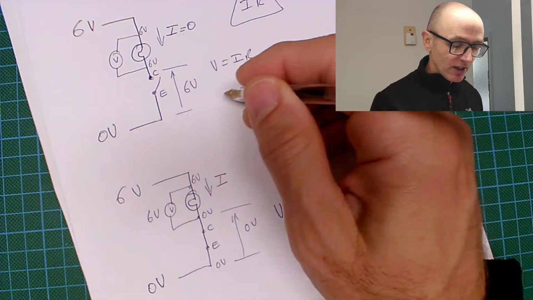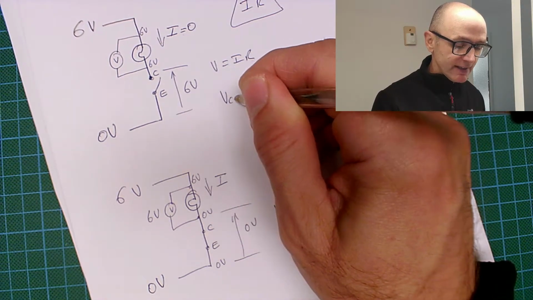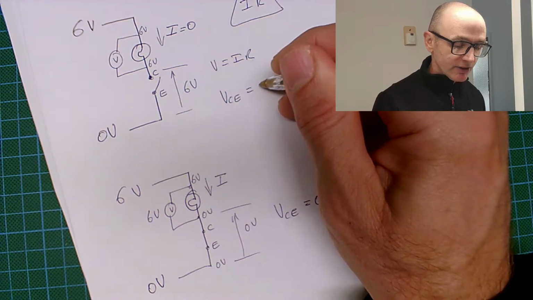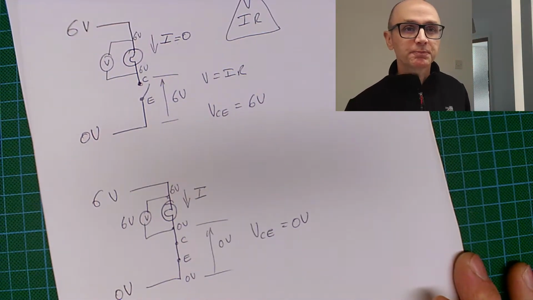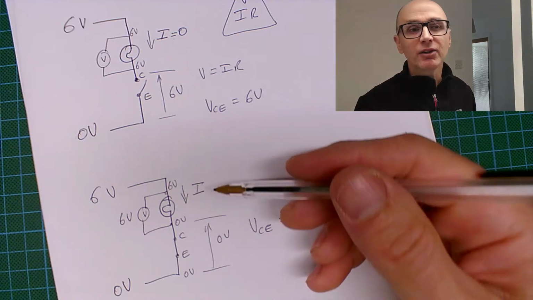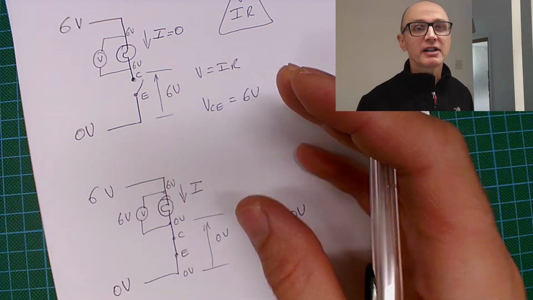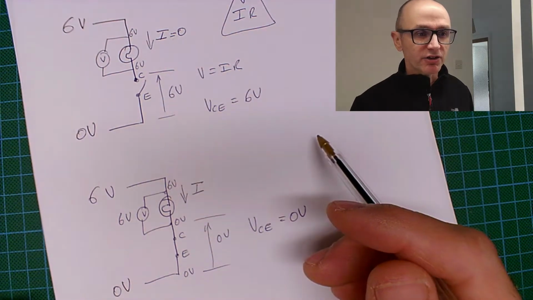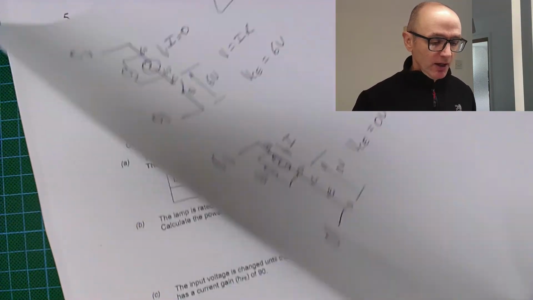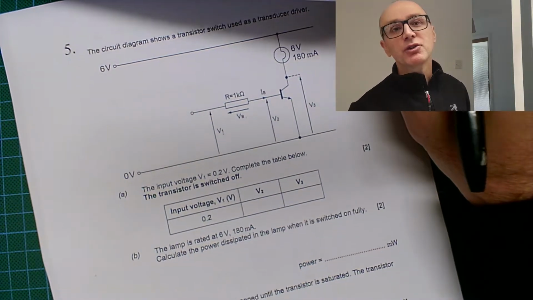And in this particular case, VCE is going to be 6 volts. Okay. Remember, these are ideals. These are not necessarily exactly what you'd have in a real circuit, but these are idealized models of using a transistor as a switch. Okay, so maybe that helps you a little bit.